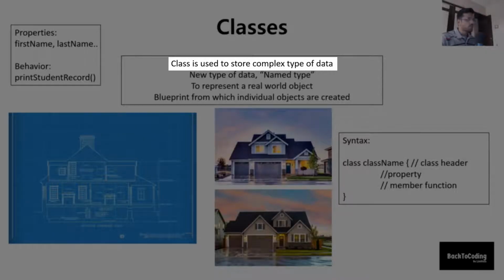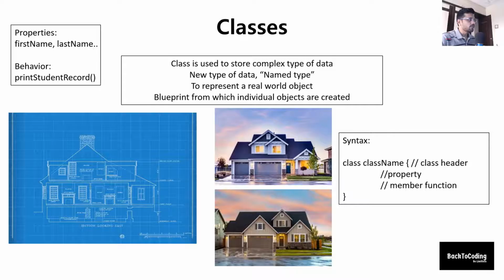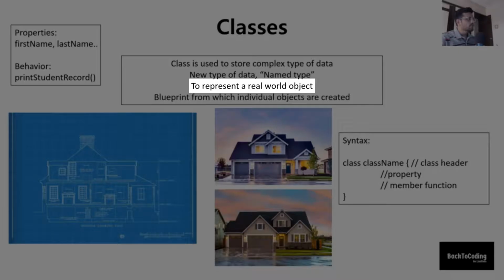A class is used to store complex type of data. And when you create a new type of data, you give it a name. And they are hence called as named types. So classes are also called named types. You use class to represent a real world object into a program.